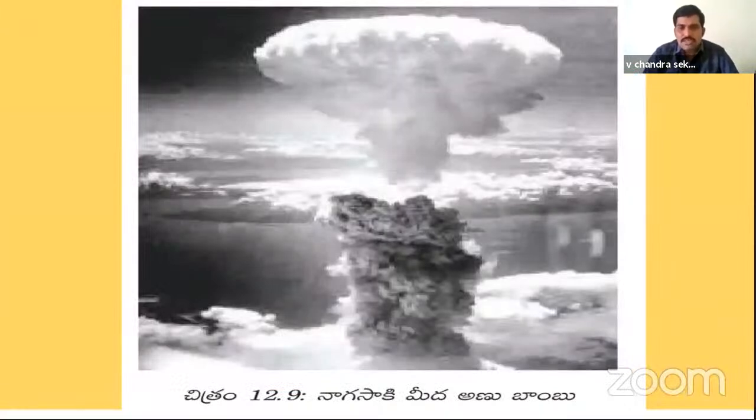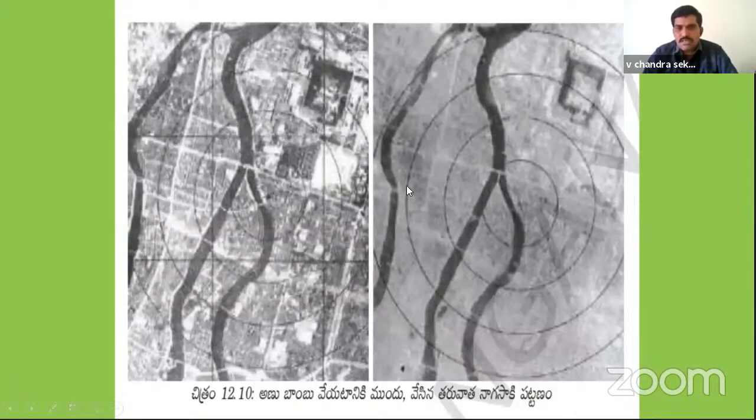Here in the picture you can observe the dropping of the nuclear bomb on Nagasaki. Two pictures of the same area are shown, before the nuclear bombing and after the nuclear bombing in Nagasaki. So you can observe the difference. Huge damage happened in Nagasaki, totally collapsed by a nuclear weapon.